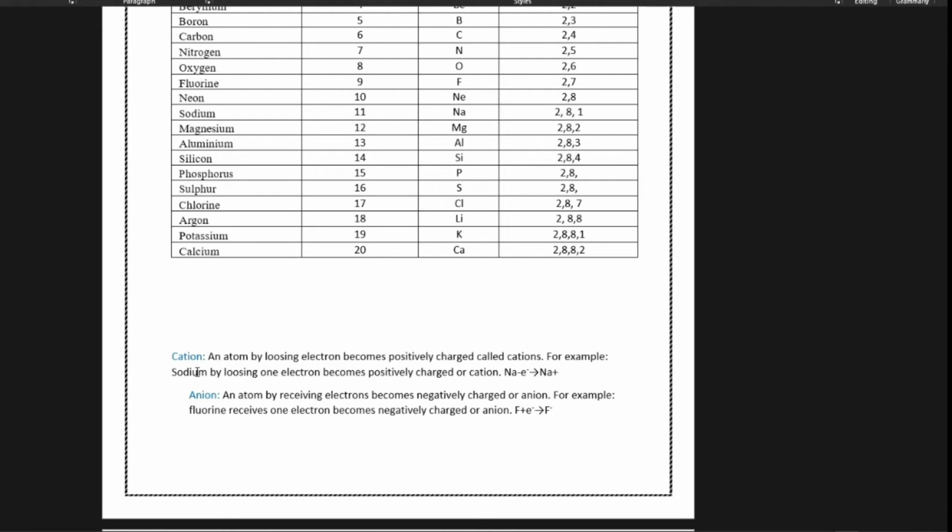But why does this actually happen? Why are ions formed? Why do some atoms tend to donate an electron, and why do others tend to receive an electron? Why are some negatively charged and others positively charged? There may be these questions in your mind. This actually depends on the stability of elements.